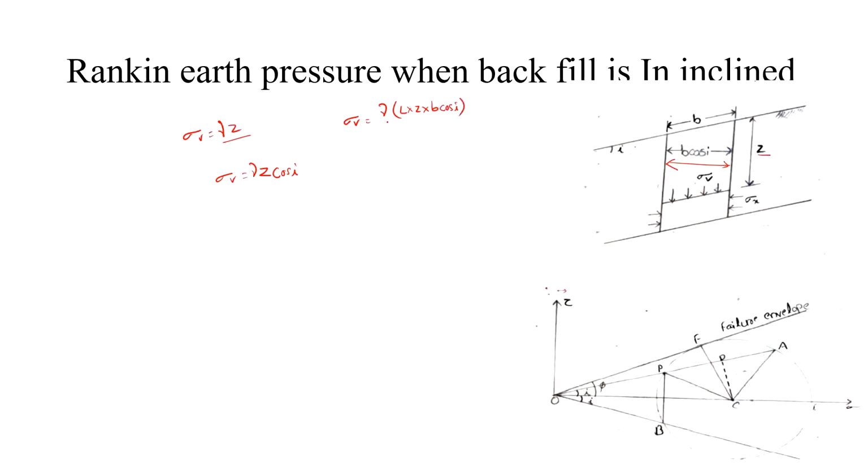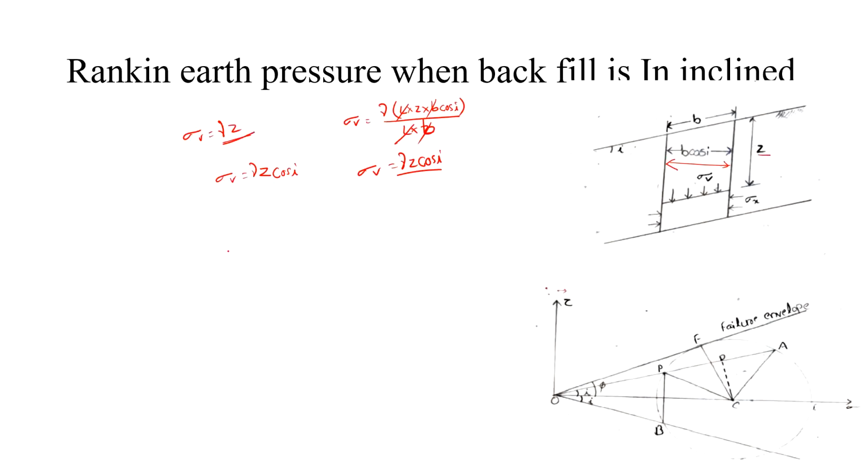So cos i is the extra, and L into b we can get. So L b get cancelled, and the vertical stress we get is gamma z cos i. So we have to remember, while calculating the vertical stresses in the inclined portion, we have to take gamma z into cos i. If the backfill is in horizontal condition, then we can use only gamma z.